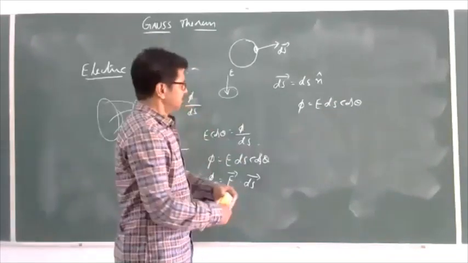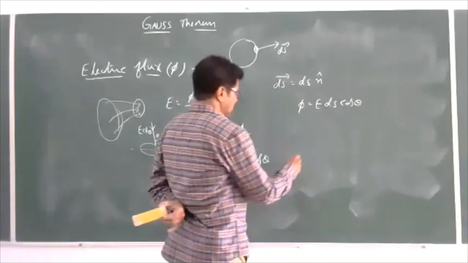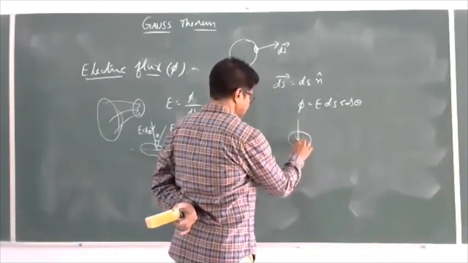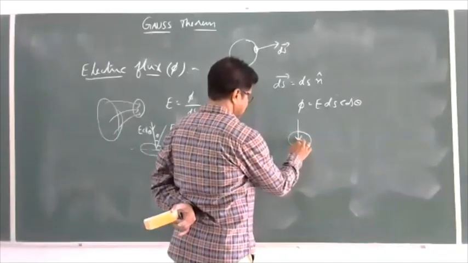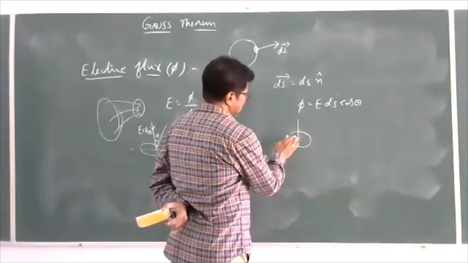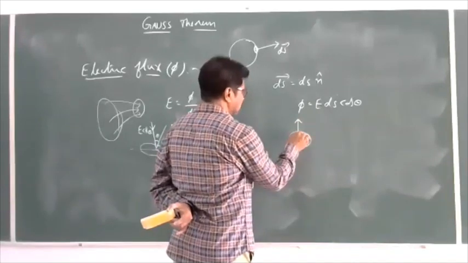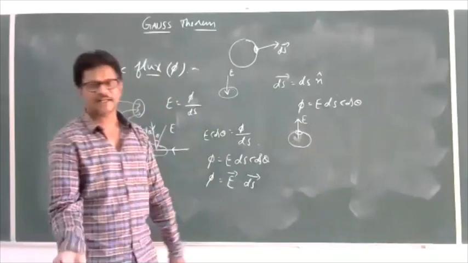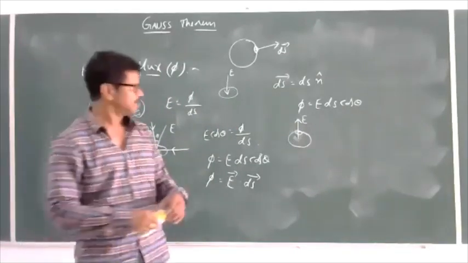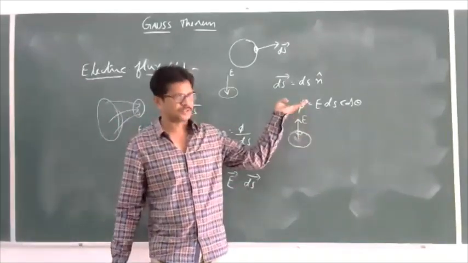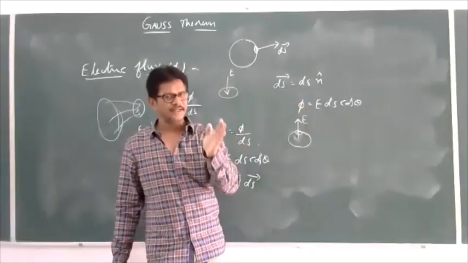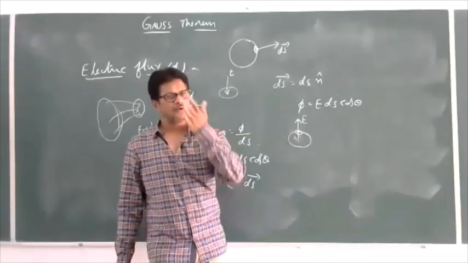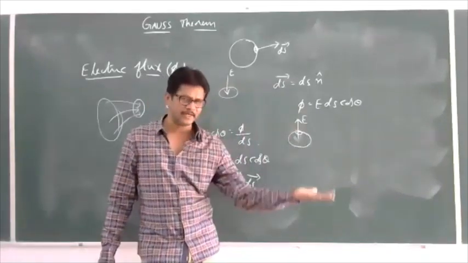For example, first we will consider if the electric intensity is outwards for the given area. Electric intensity is outward, so electric flux is outwards. Electric intensity will exist because of the electric flux. Whenever there is an electric flux, we can say there will be an electric field.